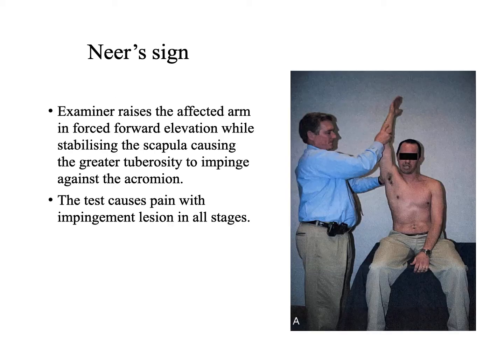Neer sign. In this, the examiner raises the affected arm in forced forward elevation while stabilizing the scapula, causing the greater tuberosity to impinge against the acromion. This test causes pain with impingement lesion in all the stages.